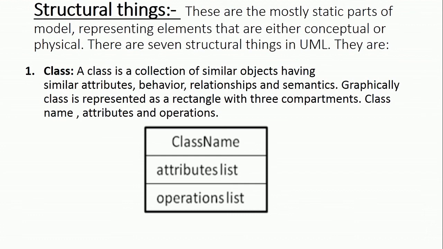They are class. A class is a collection of similar objects having similar attributes, behaviors, relationships, and semantics. Graphically, a class is represented as a rectangle with 3 compartments: class name, attributes, and the operations.